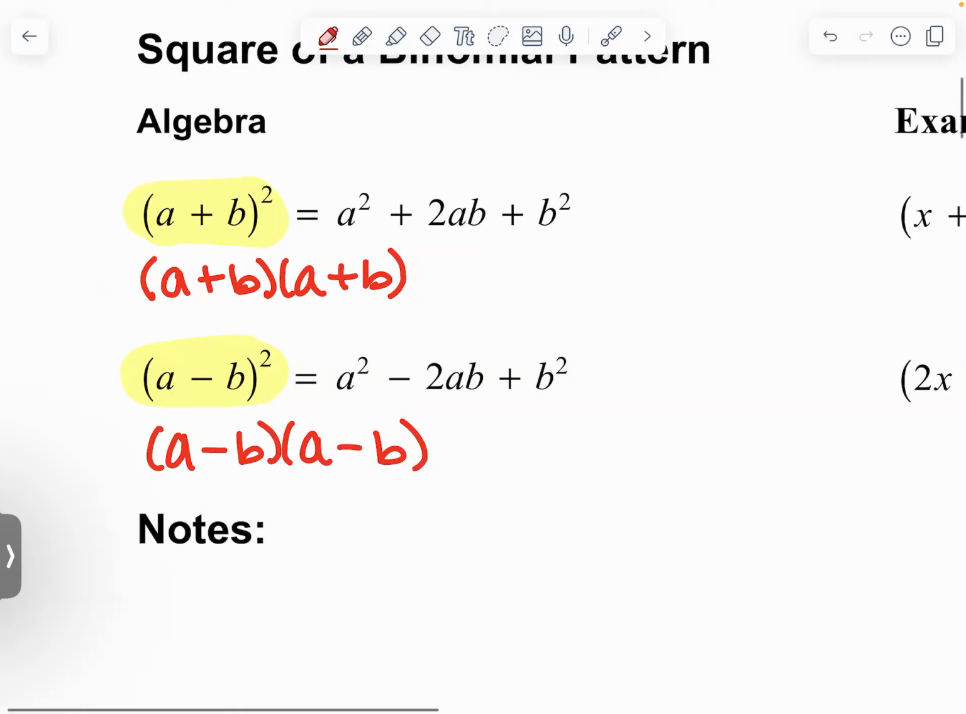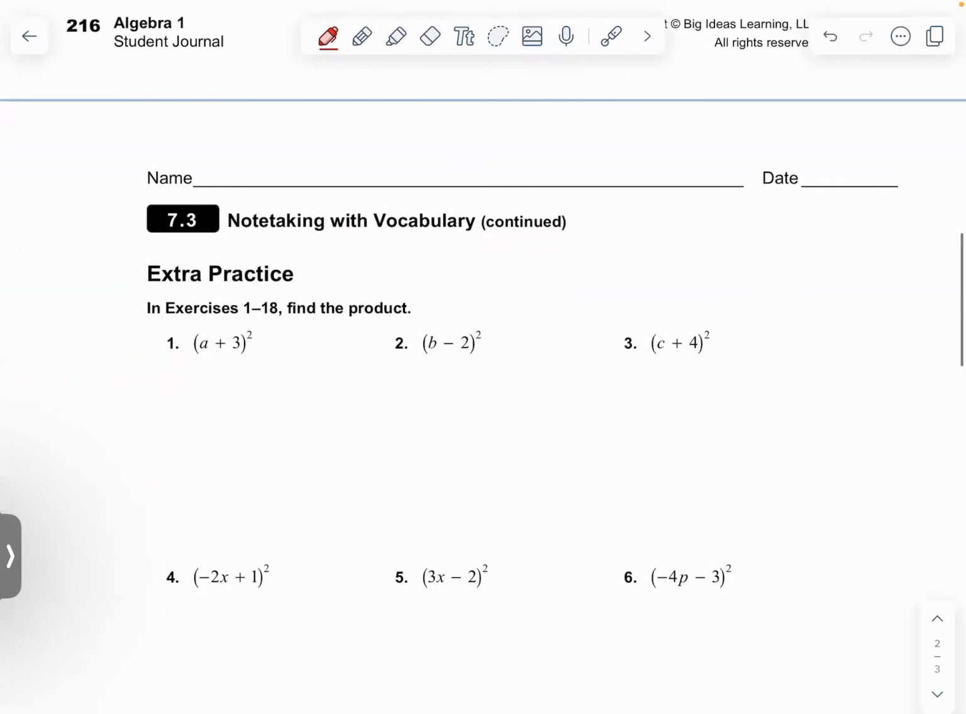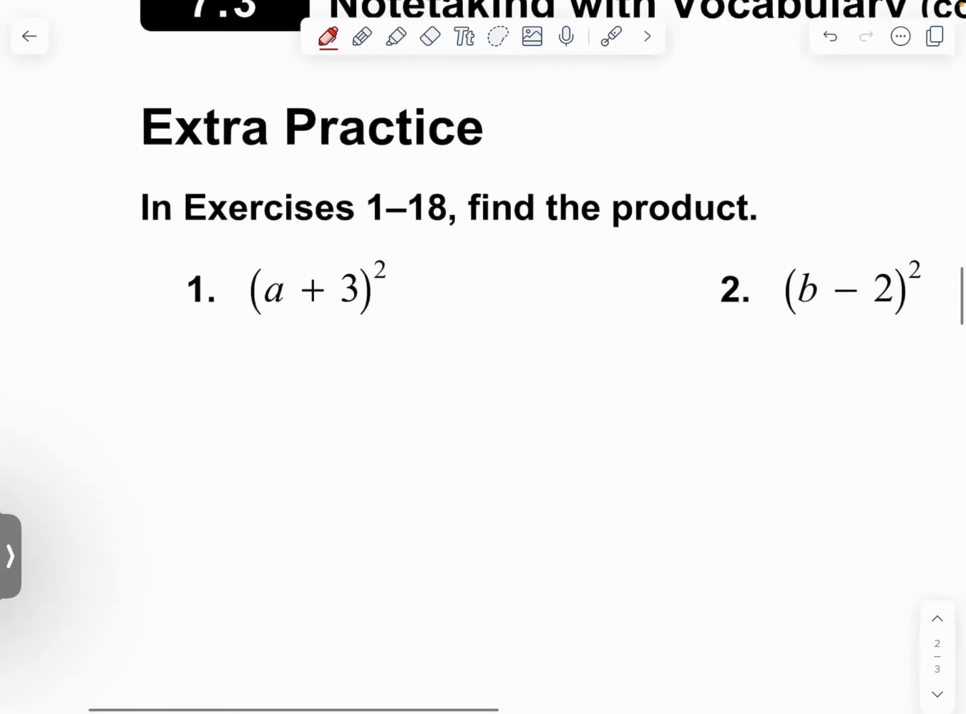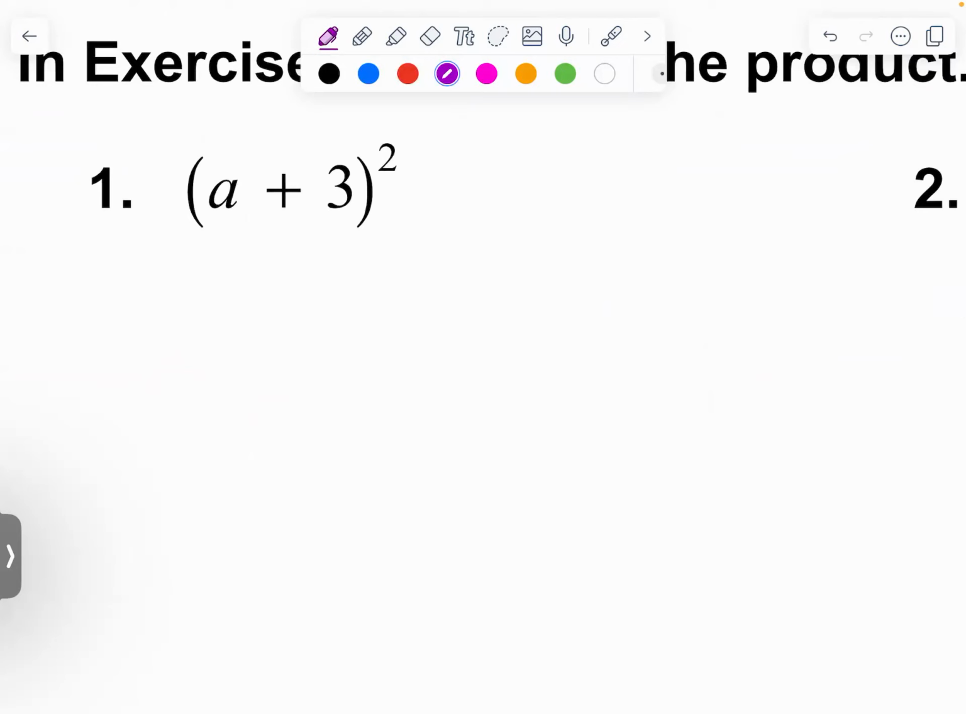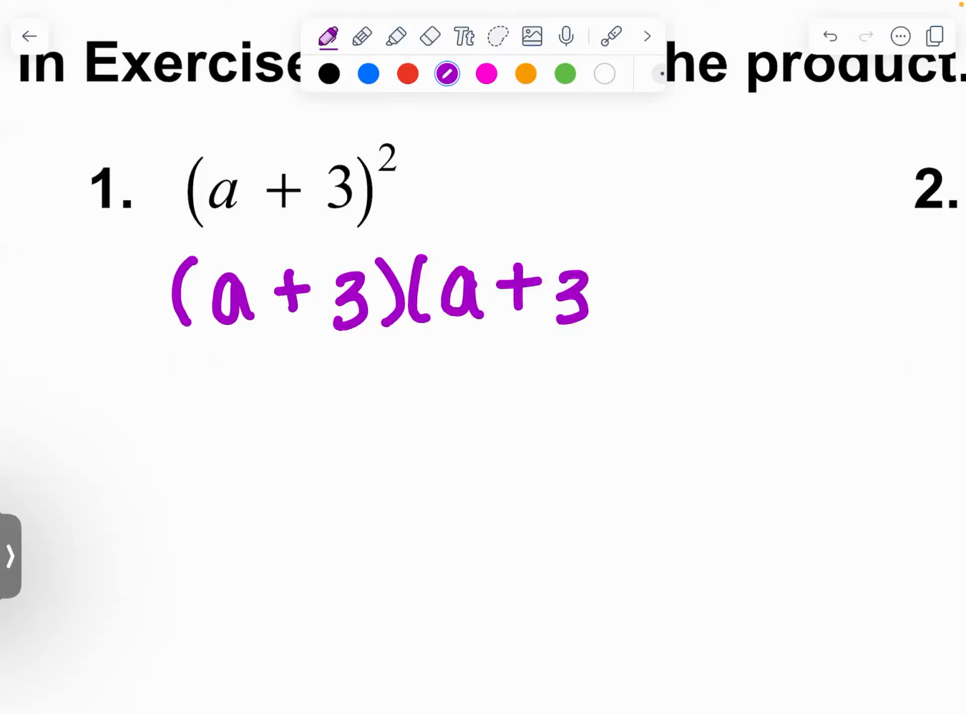Could you please turn to page 217? Go to number 1 on that next page. When you look at a plus 3, the quantity squared, if you put a squared plus 9, I will give you negative points. Why? Because it's wrong. You need to rewrite it as a plus 3 times a plus 3. That's what squared means. We're multiplying it by itself.